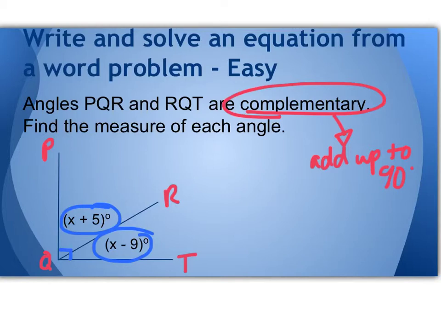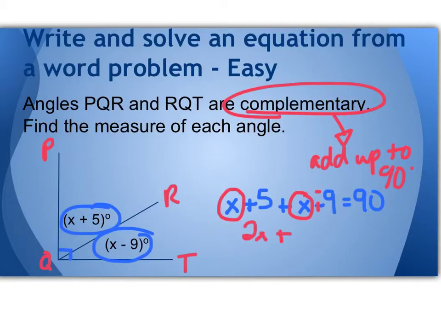So let's write it out. I have x plus 5 for the first angle, and then I'm going to add the other one, x minus 9, and together they have to equal 90. Now we can combine some like terms. x matches x. Remember, there's 1 in front of each of those, so 1x plus 1x is 2x. Plus, and then 5 matches negative 9. 5 plus negative 9 is negative 4. Still equals 90. Now I can do the undoing part.